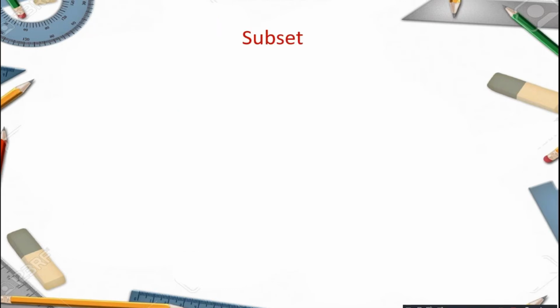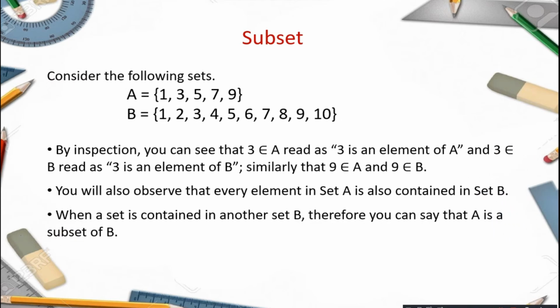Now let's have what we call subset. So let's consider the following sets. A has the elements of 1, 3, 5, 7, and 9, while B has the following elements: 1, 2, 3, 4, 5, 6, 7, 8, 9, 10, or the counting numbers from 1 to 10.